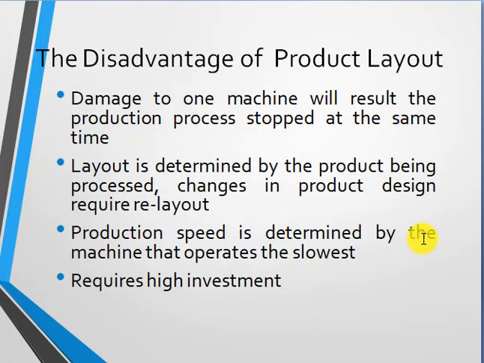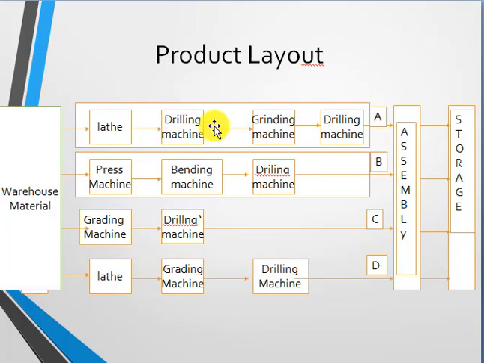The disadvantage of product layout: damage to one machine will result in the production process stopping at the same time. For example, if the drilling machine is damaged, product A cannot be produced. We have to fix this machine first, and after that, product A can be made. So basically, the machines are very dependent, and it is a really complicated issue when one machine is not working.